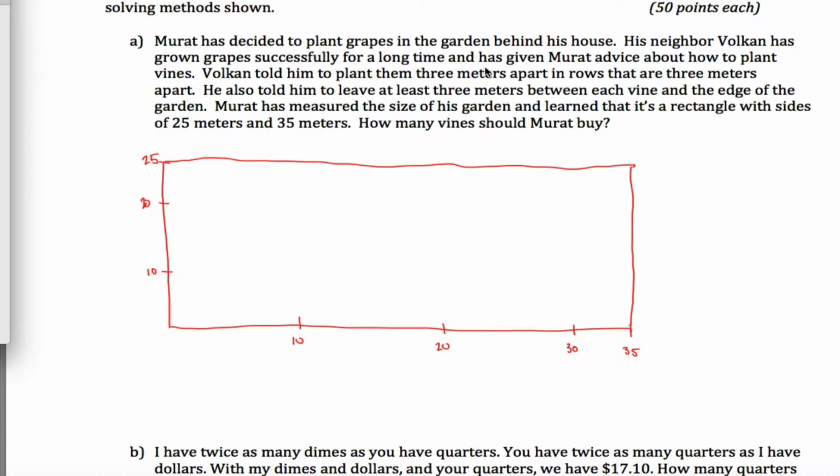And there are some issues going on here. We're trying to grow something, grapes, I think, and we're told that we need to leave at least 3 meters between each vine, and we also want 3 meters between each of the rows, and we also want 3 meters between each vine and the edge of the garden. So what I'm saying is, here is 3, 6, 9, 12, 15, 18, 21, 24, 27, 30, 33.